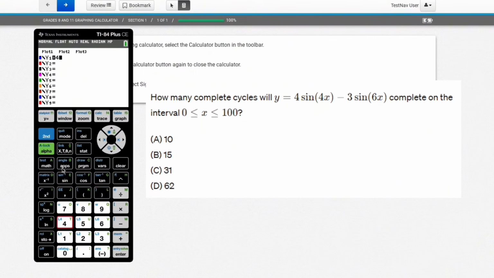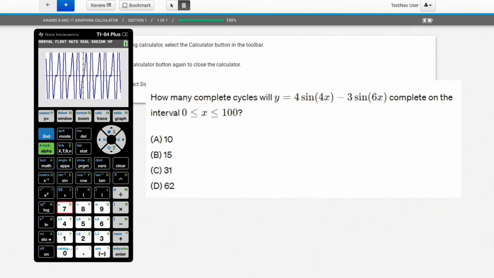Y equals 4. There's my sine 4x. Close parentheses. Minus 3 sine 6x. Now this is what I'm going to do. I'm going to hit zoom before I graph this, and zoom trig. Usually that gives me friendly pi-ish numbers. Maybe it will here, maybe it won't. I don't know. Let's see what happens.